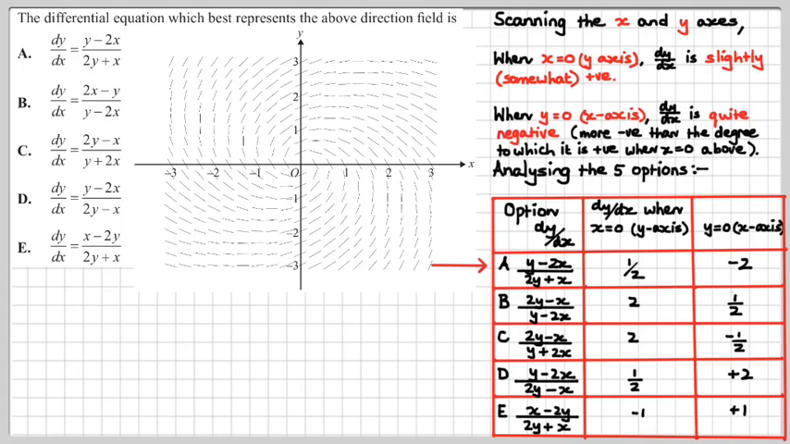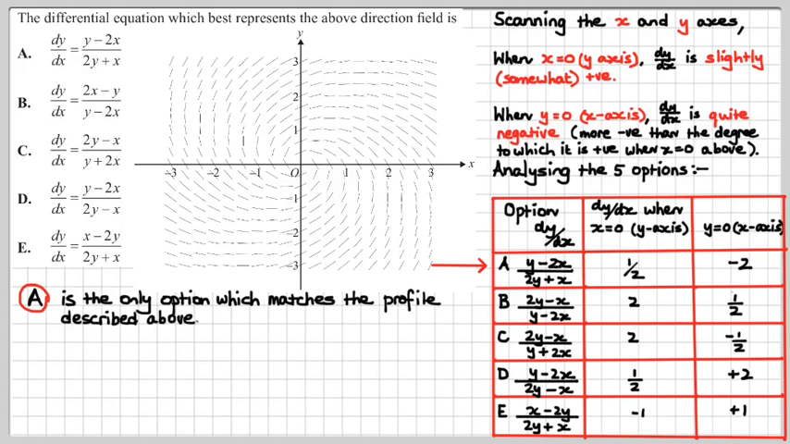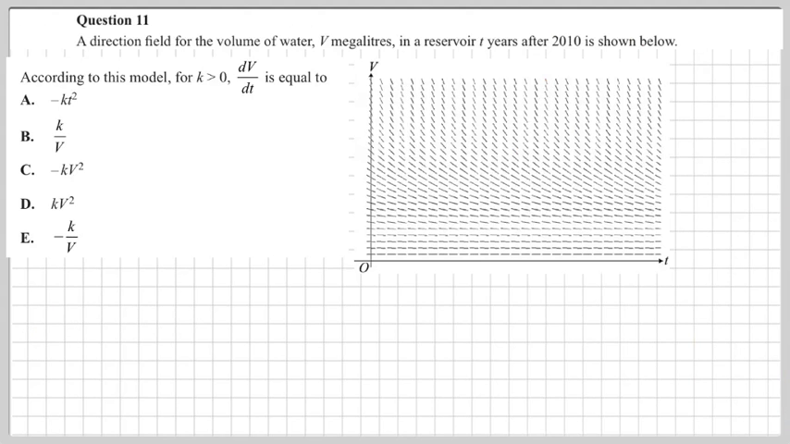I think it might be A today. Oh, yes, it is. A is the winner. It's the only one that matches the profile above, so A is the one. Okay? You see? You just have to be a bit of a detective and don't be intimidated by these things.